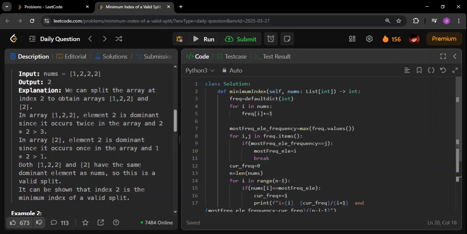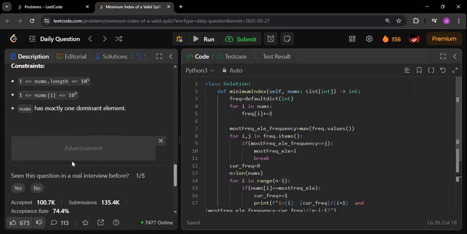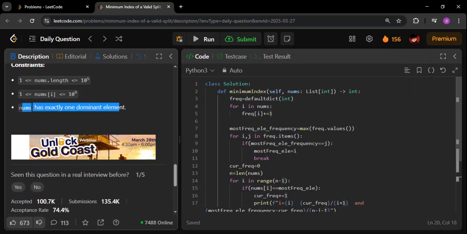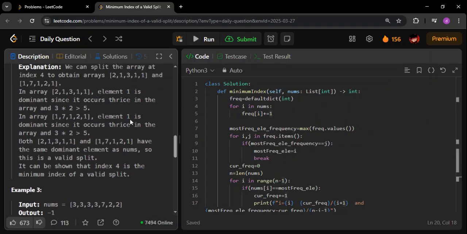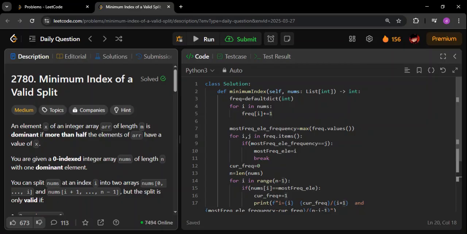As I mentioned, there are two steps before this. First step is how to find the frequency of each element. Second step is, based on the frequency, you have to find the most frequent element, that is the dominant element. One more important thing is that it's clearly mentioned it has exactly one dominant element, so there will not be two dominant elements. See what you have to do. I'm showing you the hashmap approach. First of all, create a default dictionary. I'm going to each element and recording the frequencies. This is the first step.